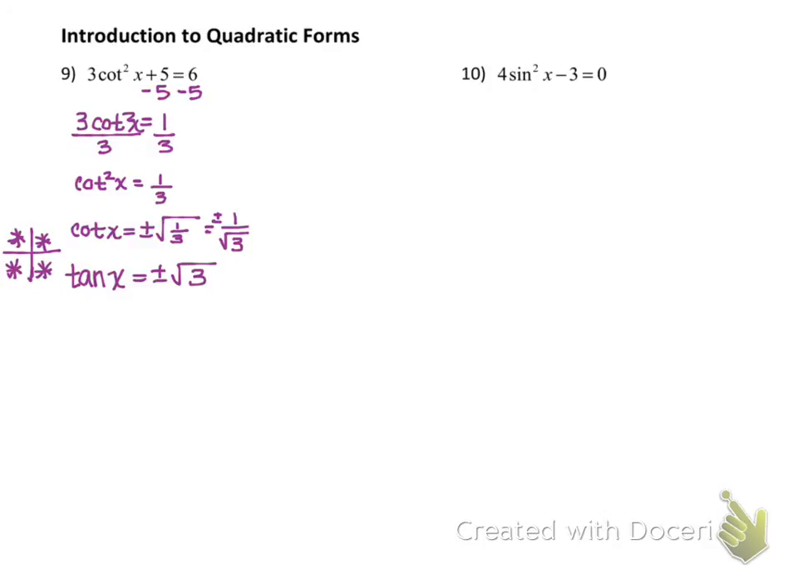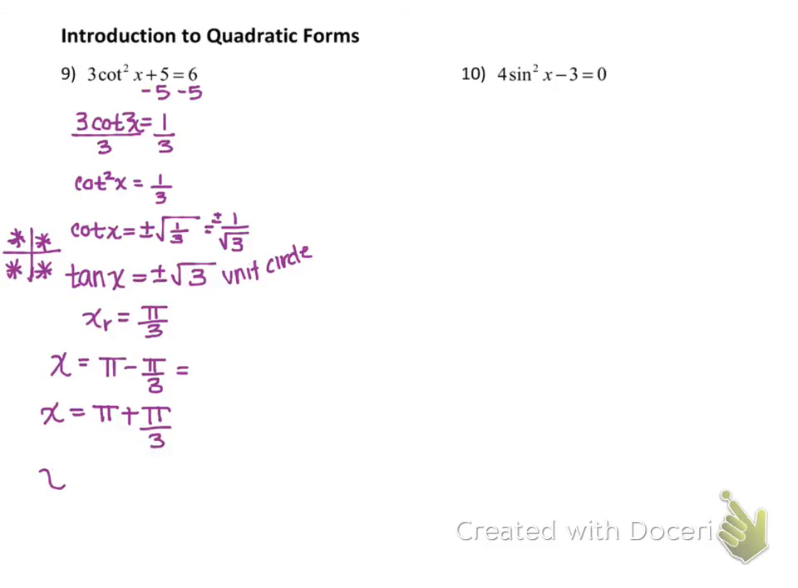So our first step is to find the reference angle. This is a unit circle problem. So we just need to look at our unit circle. And in quadrant 1, tangent is positive root 3 at pi over 3. In quadrant 2, we're going to do pi minus pi over 3. Quadrant 3, we're going to do pi plus pi over 3. And in quadrant 4, we're going to do 2 pi minus pi over 3.